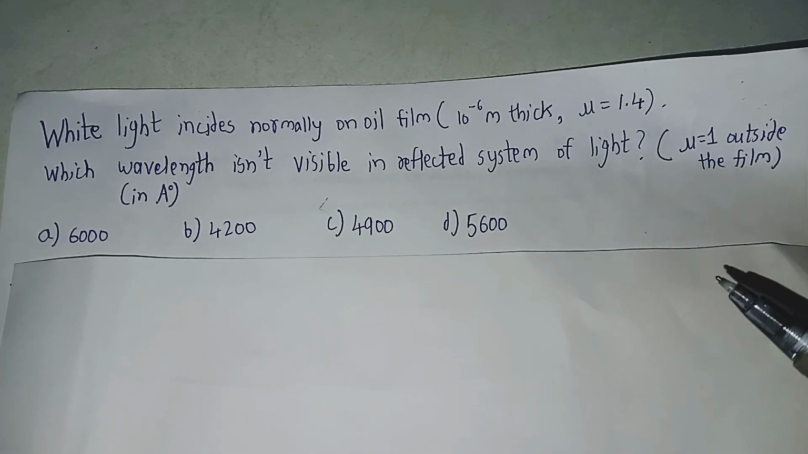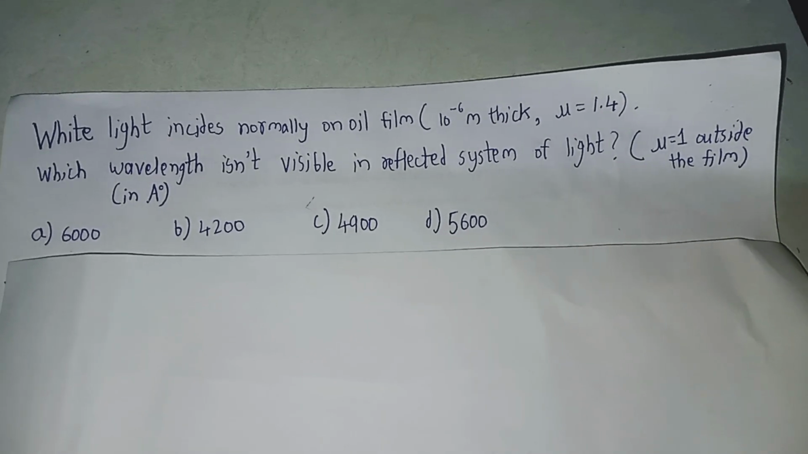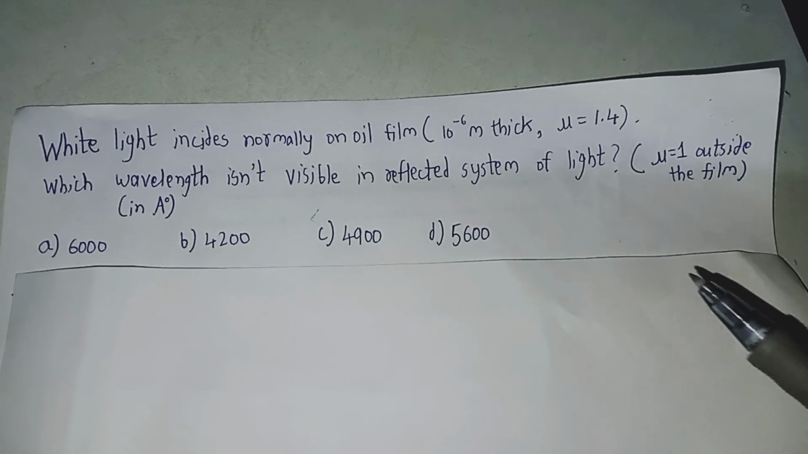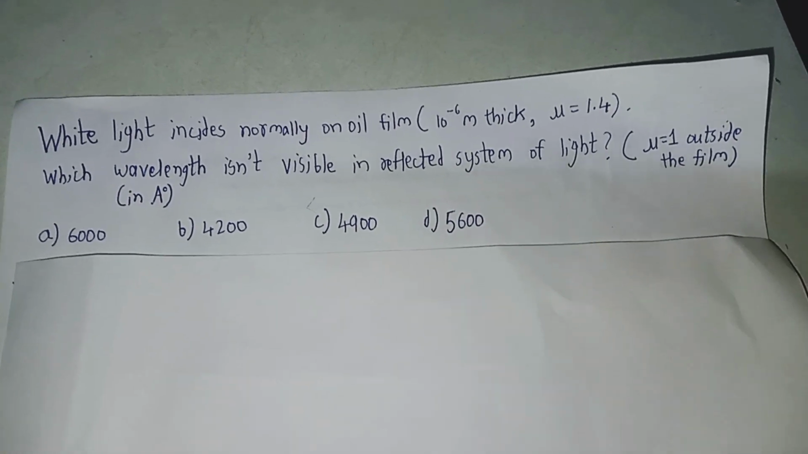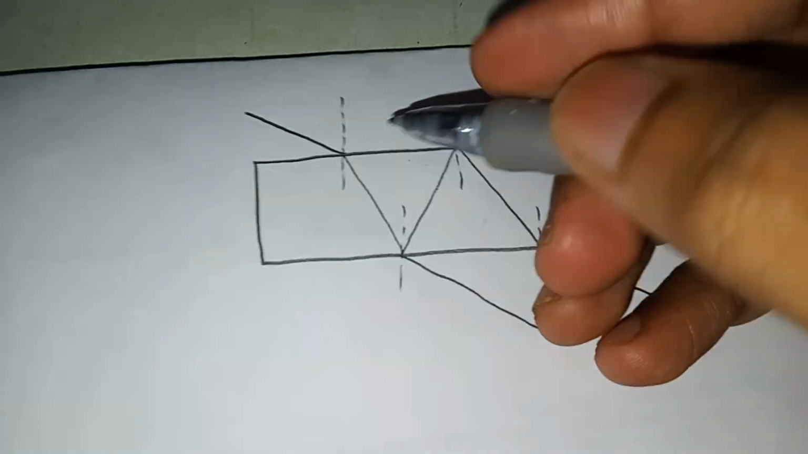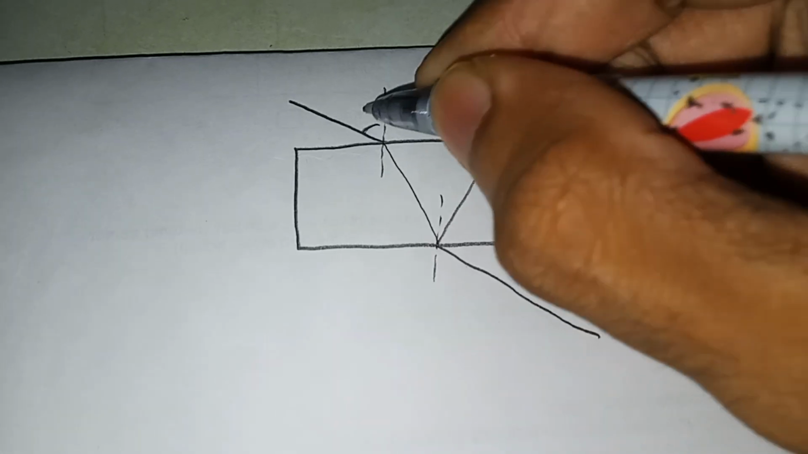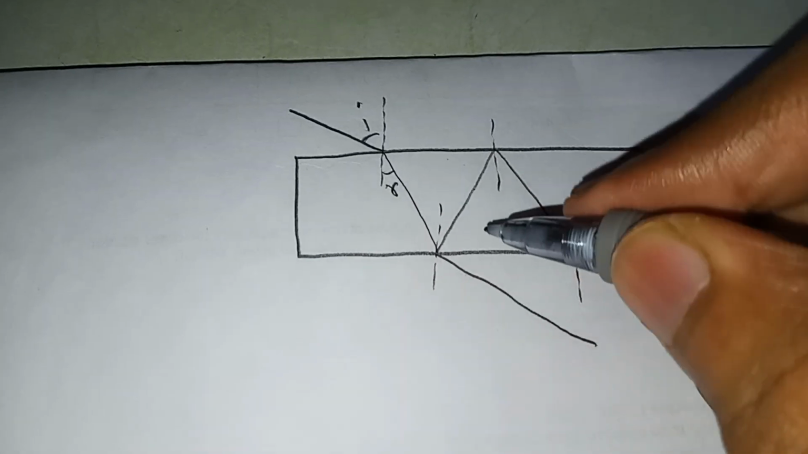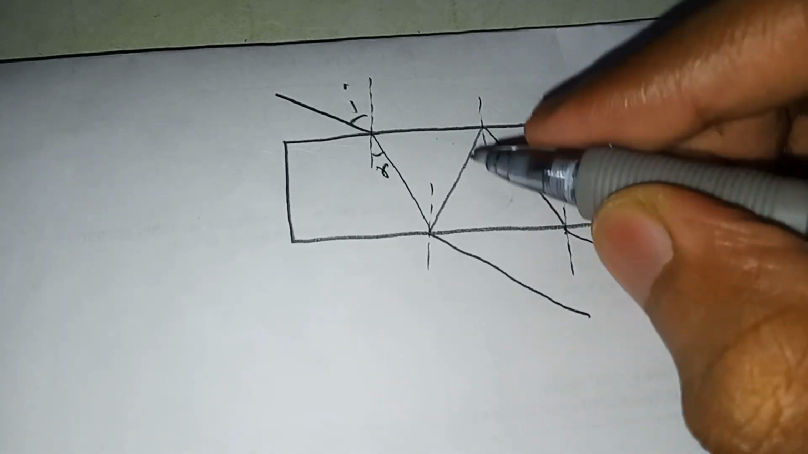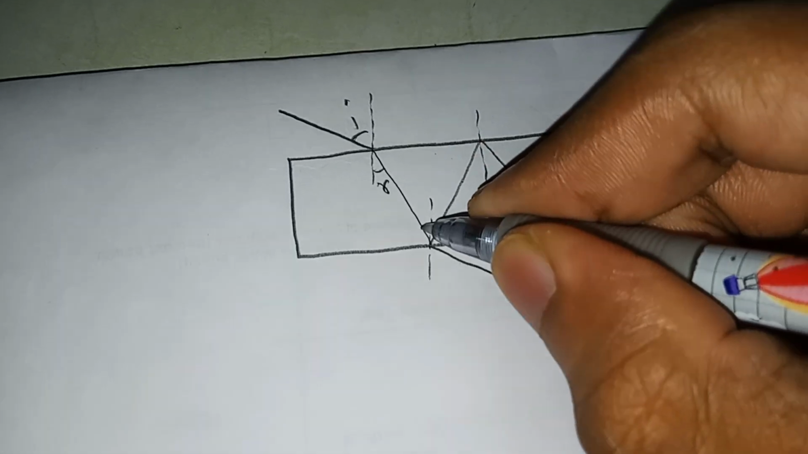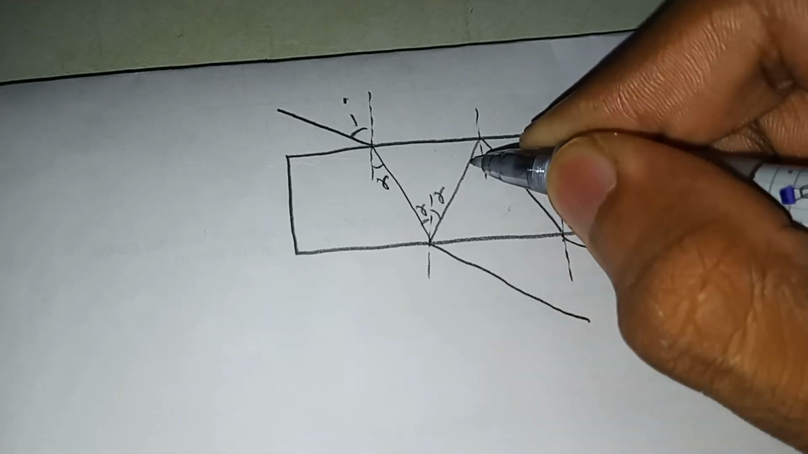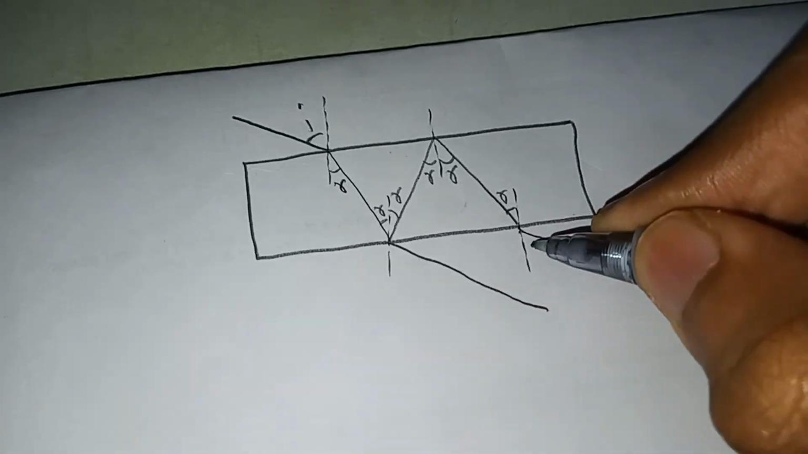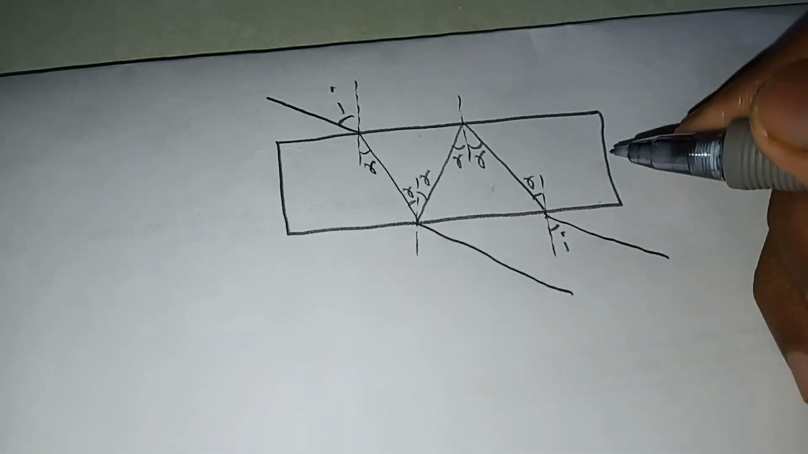We are about to derive the formula used in such type of questions. The formula is 2 mu t cos r equal to n lambda. So let's derive it with the help of a diagram. Let us say that a ray incides at an angle i. This is the angle of refraction r. So by Snell's law and symmetry, you can say this is r, this is r, this is also r, this is r, this is i.